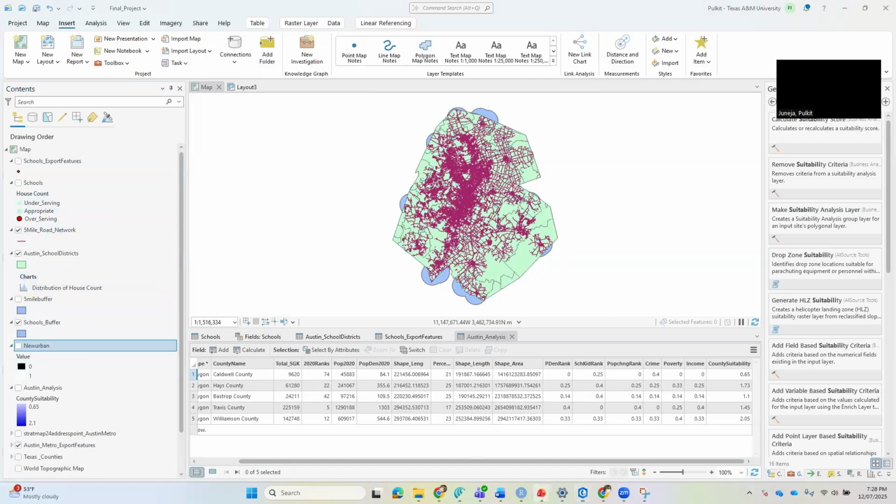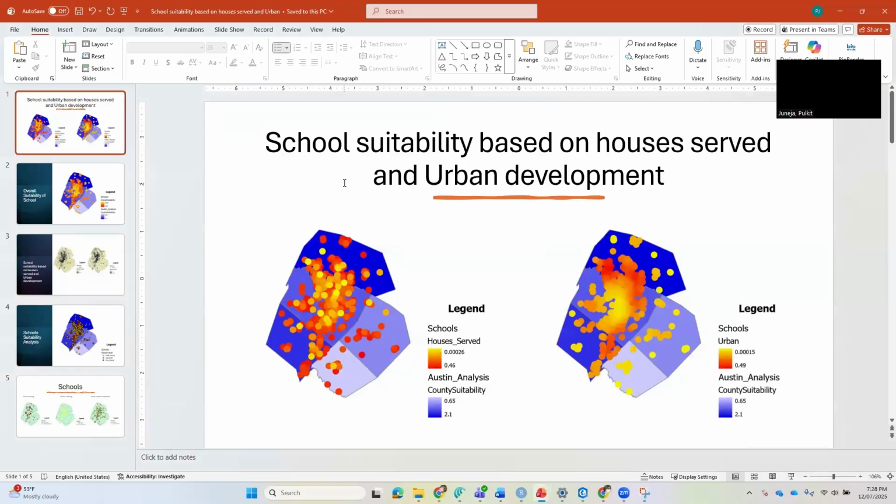Following that, we had this. I was not able to show those graphs in there because I had to change some things and exported each of those based on different aspects. But these are the maps that were made out of those. This is a school suitability on the houses and based on the urban development. Where there are more houses and more urban development, we need more schools, as there is more potential of more school-going children in that region.